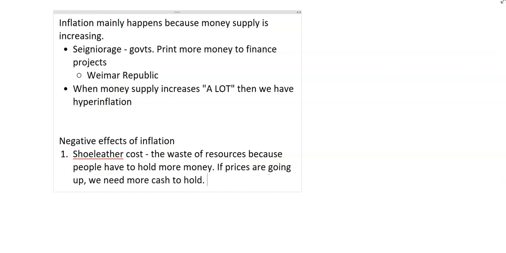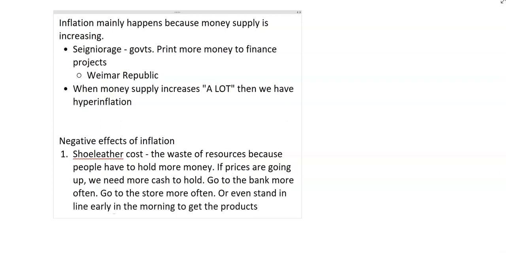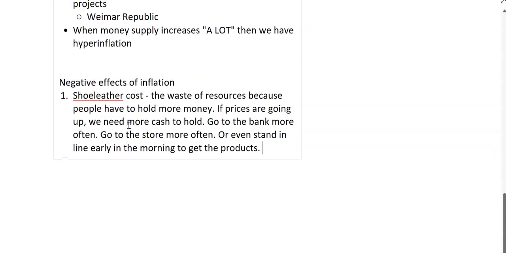So we have to hold more cash in order to buy more stuff, or the same amount of stuff, because of higher prices. Now, in order to do that, we may have to go to the bank more often, or go to the store, or even stand in line. Sometimes if you have hyperinflation, prices actually change by the hour, by half an hour. So we may want to then stand in line in order to get the goods at a lower price.